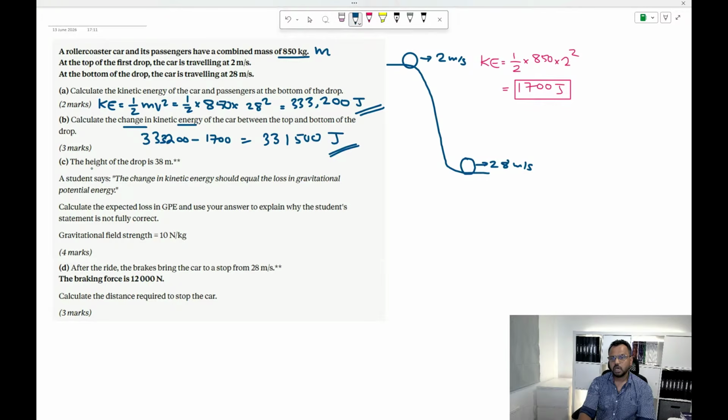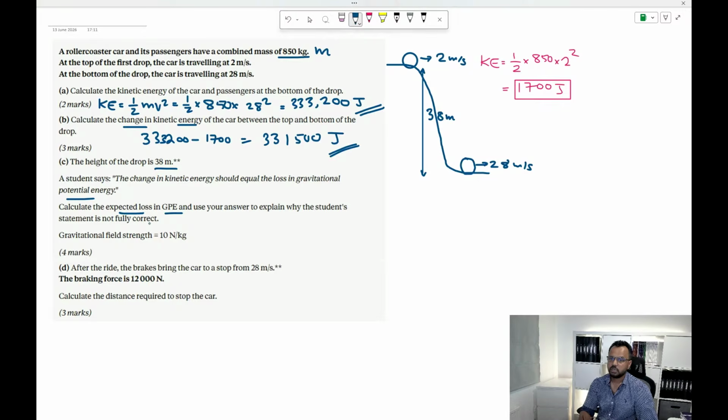Next one. The height of the drop is 38 meters. The question now says the drop here is 38 meters. A student says the change in kinetic energy should equal the loss in gravitational potential energy. Calculate the expected loss in GPE and use the answer to explain why the student's statement is not fully correct.